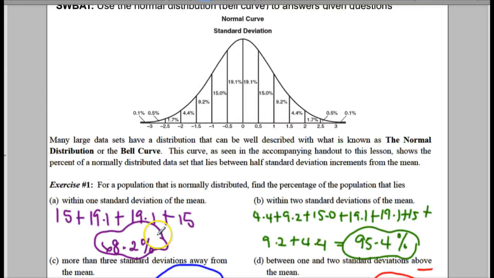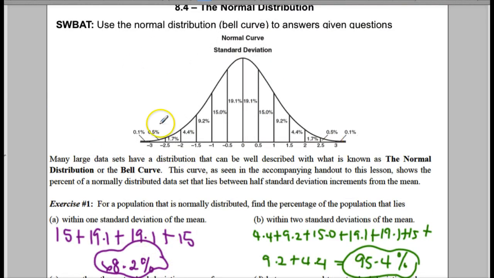So we need to look at this bell curve again. But we need to know, how do we know where it is? Is it 0.5? Is it 2? Where is it? How many standard deviations above or below?